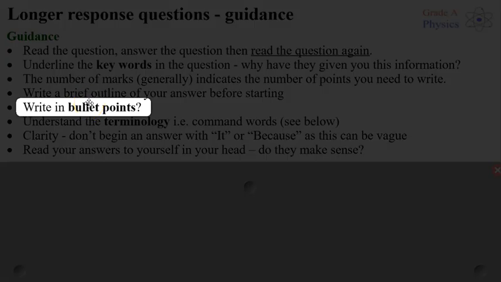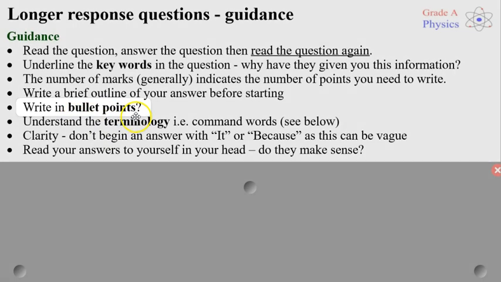The bullet points thing, there's a lot of discussion about this. I think most exam boards will be fine with those, but probably just check with your teacher and with the exam board, because normally it should be fine, but sometimes some exam boards can be a bit fussy. Terminology we'll talk about in a moment.